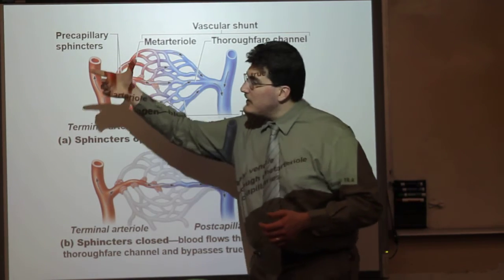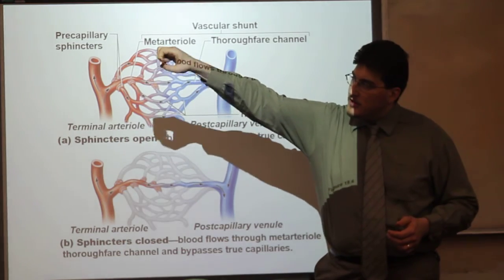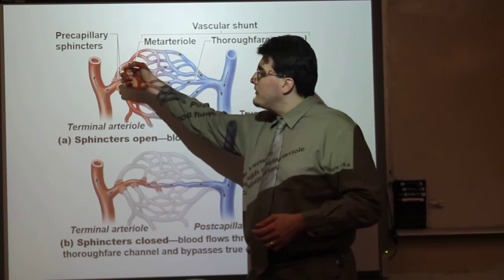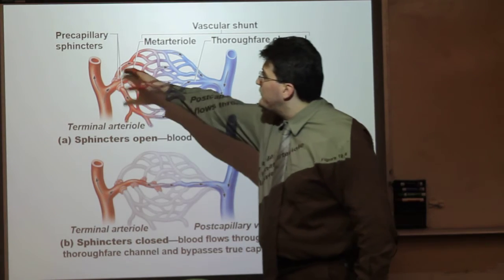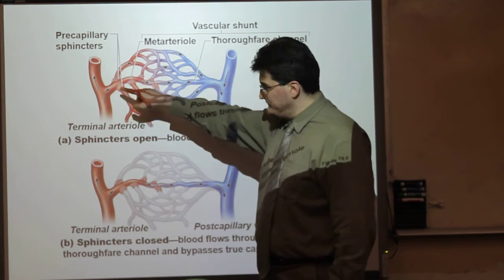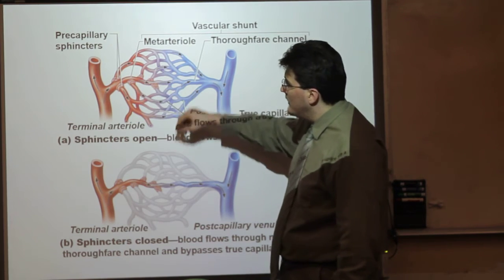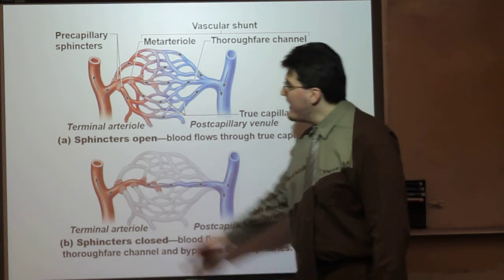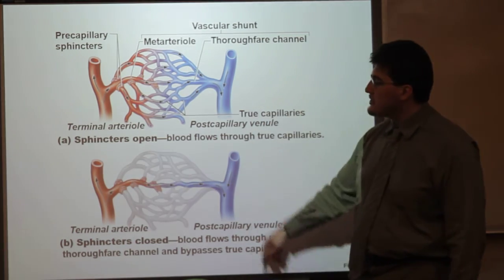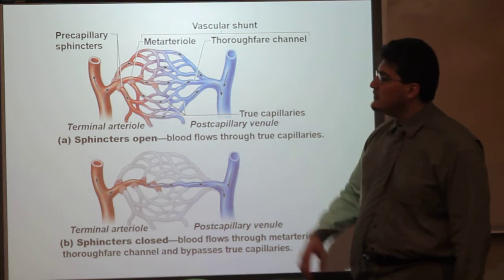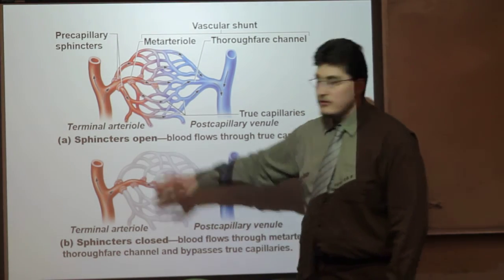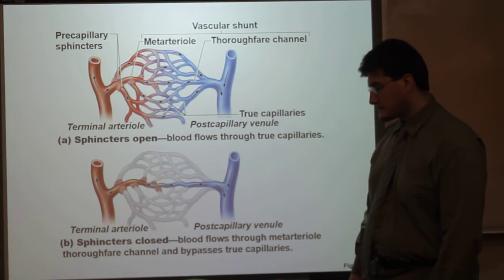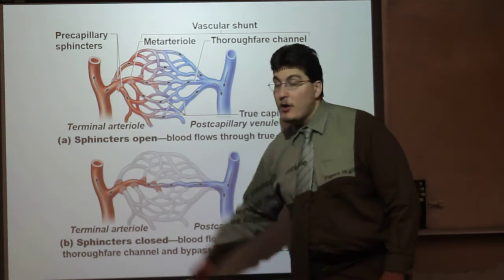If our precapillary sphincters constrict, that will cause blood to stop flowing from high pressure to low pressure in the capillaries. And then all of the high pressure and the low pressure will go from arteriole to venule. And no pressure can go into the capillaries. So no blood will flow into the capillaries.